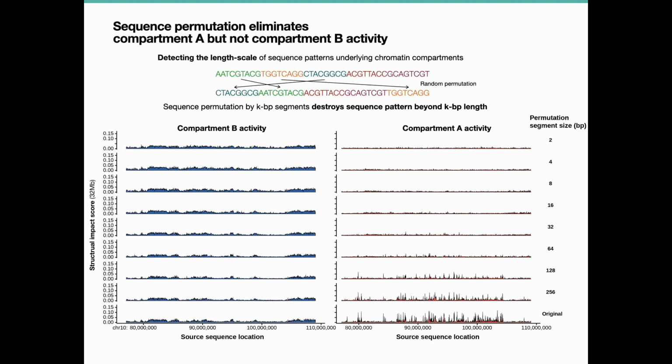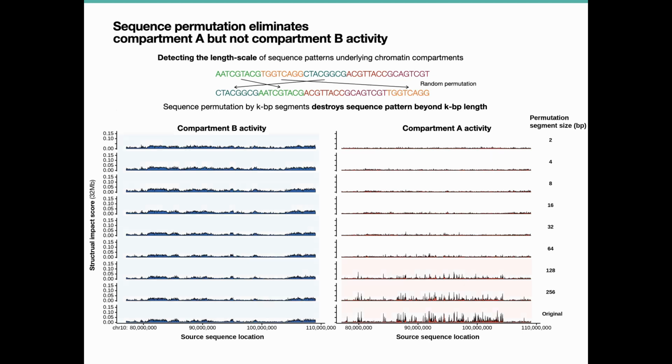On the other hand, we also studied the length scale of sequence patterns required for possessing chromatin compartment activity by using a modified screen approach. In this screen, we permuted the source sequences by blocks of sequence segments of a specified size before inserting them into the target locations. Because all sequence patterns that are larger than the segment size are destroyed by the permutation, if a sequence still possesses activity after permuting k base pair segments, the sequence patterns that this activity depends upon are likely smaller than k base pairs.